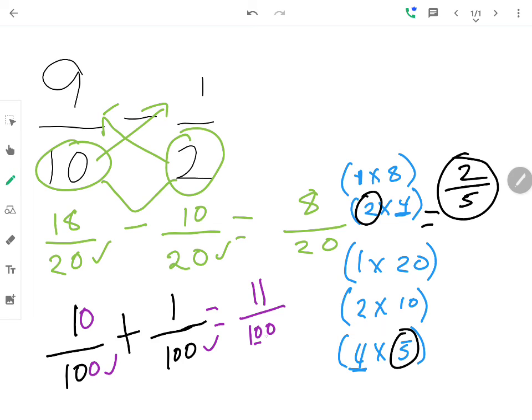I tell my students 2 zeros means 2 lines. So the answer becomes, if I want to make it equivalent to a decimal.